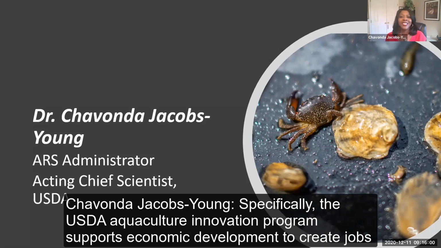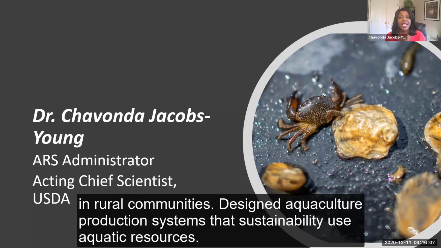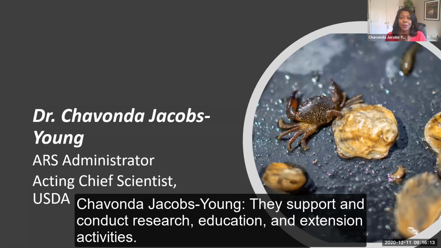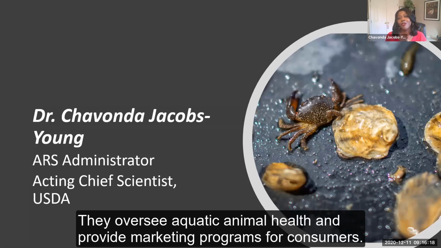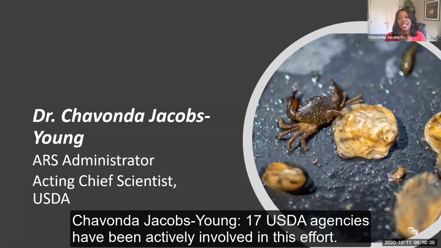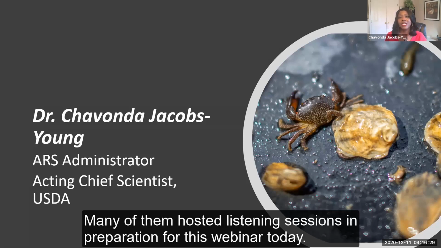Specifically, the USDA Aquaculture Innovation Program supports economic development to create jobs in rural communities. It designs aquaculture production systems that sustainably use aquatic resources. So they support and conduct research, education, and extension activities. They oversee aquatic animal health and provide marketing programs for consumers. 17 USDA agencies have been actively involved in this effort. Many of them hosted listening sessions in preparation for this webinar today.